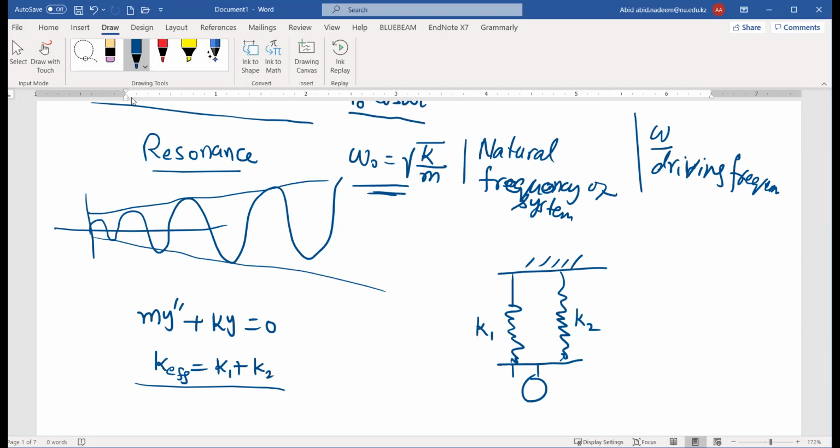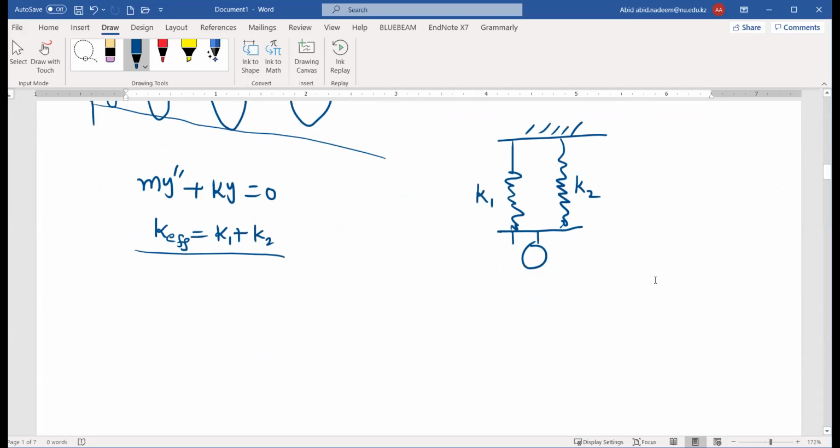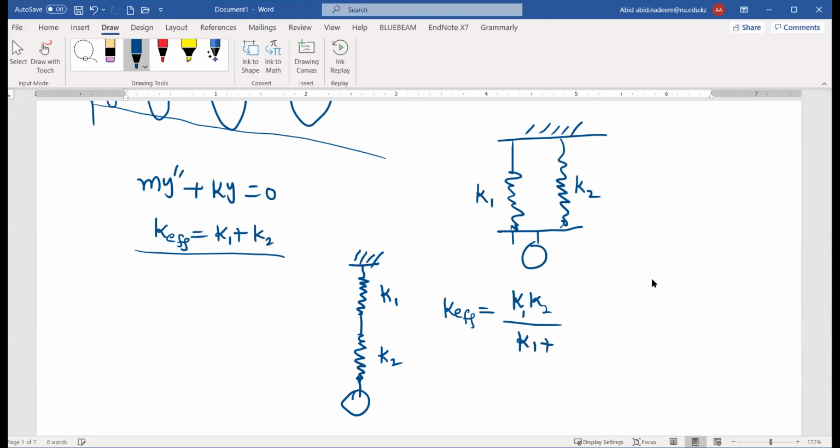Another situation can arise: you have a spring with spring constant K1, and another spring hanging from the first spring with spring constant K2, and then a mass hanging from that. In this case, what will be the effective spring constant? It can be derived that the effective spring constant will be equal to K1 K2 over K1 plus K2.